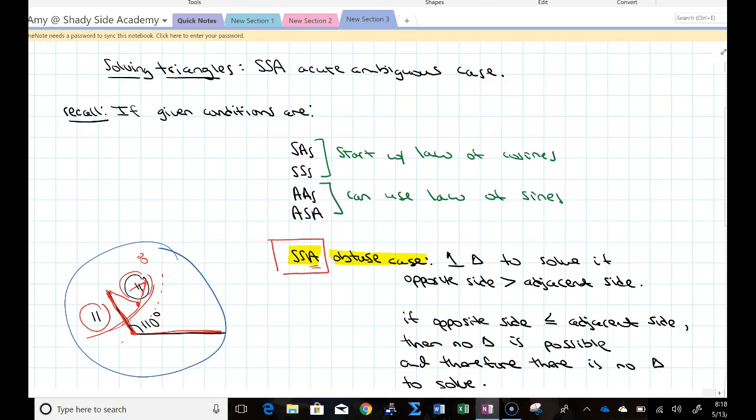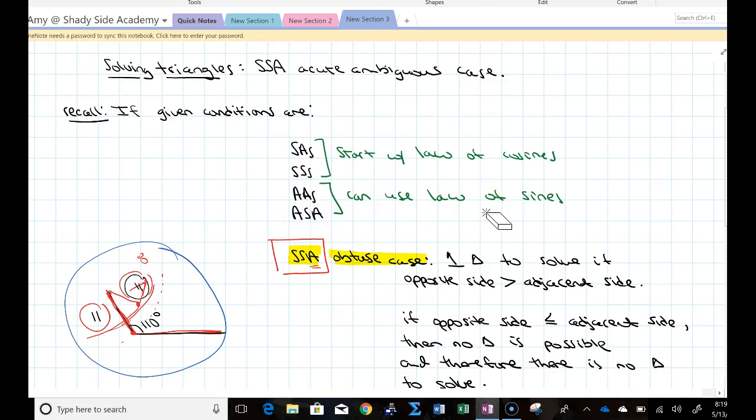Today we're going to talk about the SSA acute ambiguous case. This is the very last day of solving triangles, and I think the SSA acute ambiguous case is probably the most involved one. First, a recall before we move forward. If we're asked to solve a triangle, and we are given SAS or SSS, we start with the law of cosines first, and then we can transition over to the law of sines. If we're given AAS or ASA, we can use law of sines all the way through to solve a triangle.